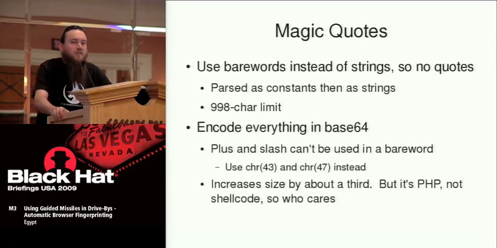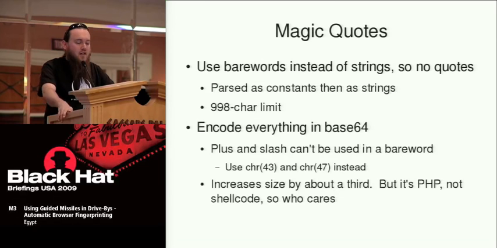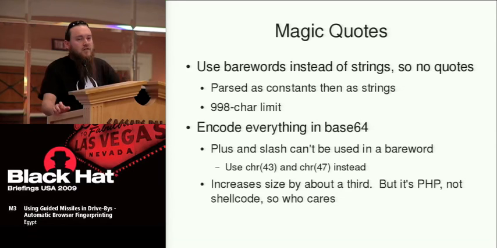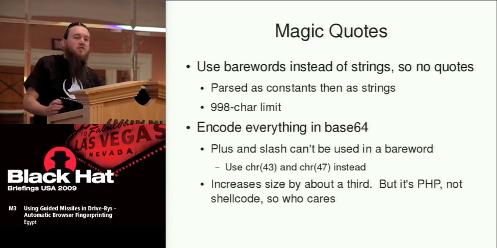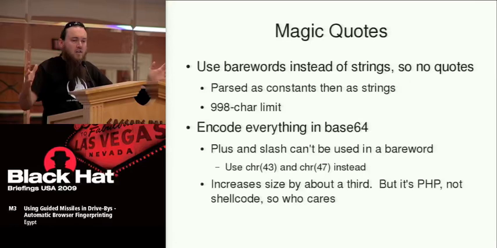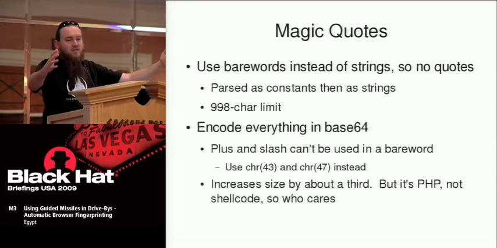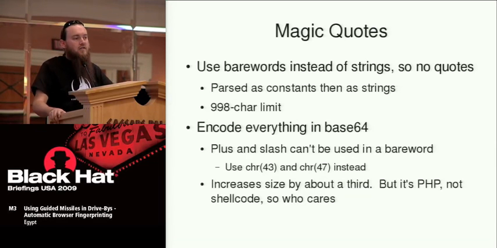PHP parses bare words first as a constant and then as a string. So if it's not a constant, then it tries to parse it as a string. So we can use just a big chunk of base 64 and say, here's my string. And since there's no quotes around it, treat it as a constant. Oh, well, there's no constant called B12.8CQ, blah. So then it'll try it as a string, and then we can base 64 decode it, and we win. It does have a 998 character limit.